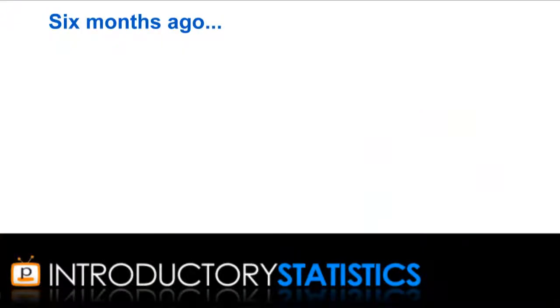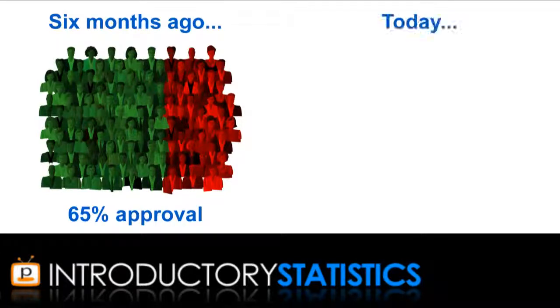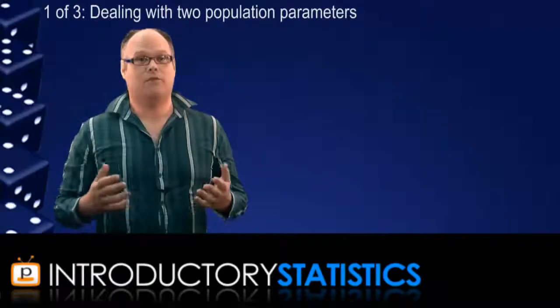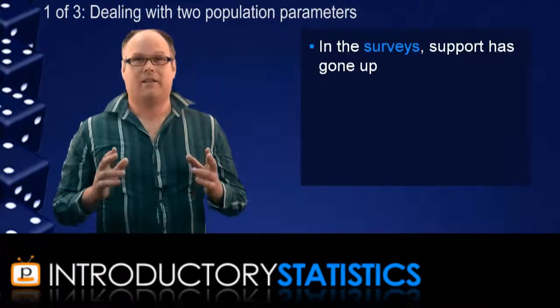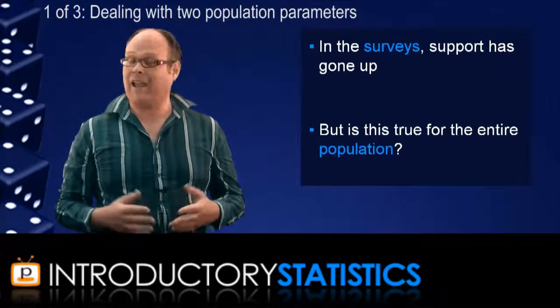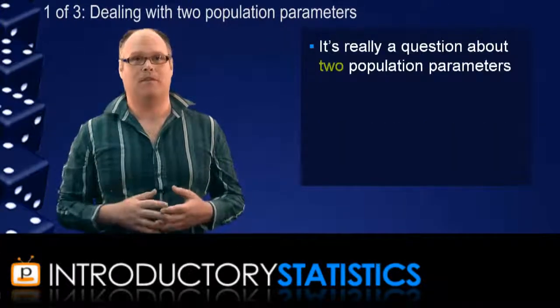So 6 months ago, the council surveyed 1,000 people and found there was 65% support for the bridge back then. And today, they surveyed 1,000 people and found that there was 70% support for the bridge today. So it seems in the two surveys, the level of support has gone up. But has the level of support in the true underlying population gone up? Answering that question will involve making an inference about not one, but two parameters.